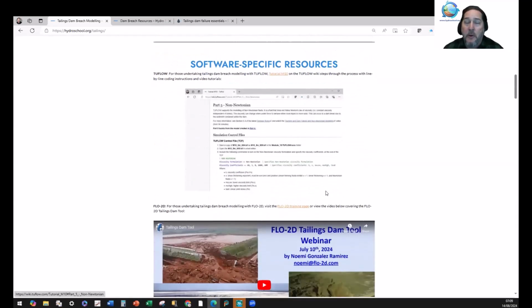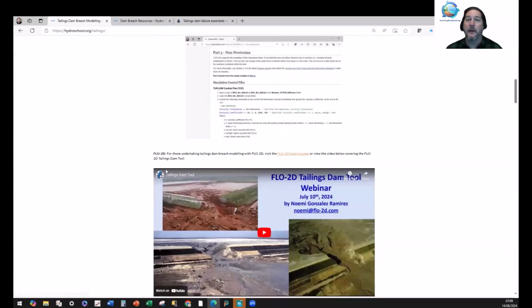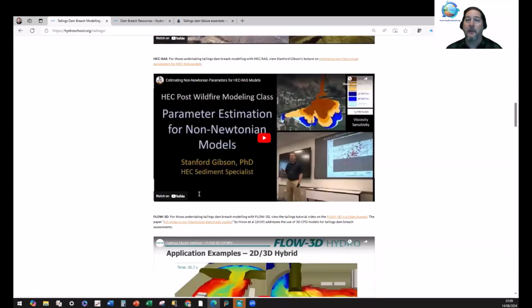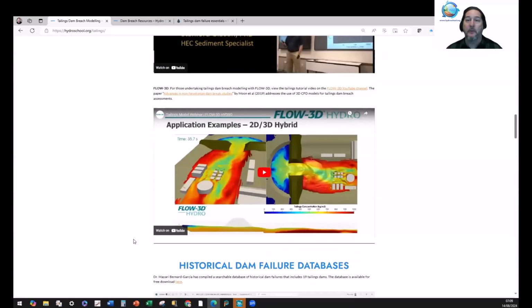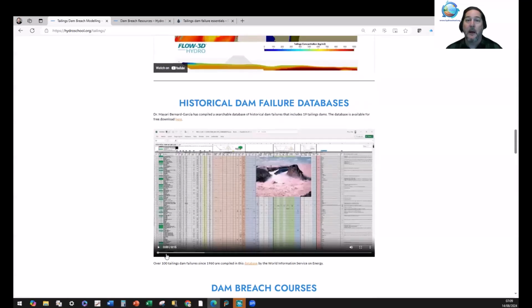You'll hear about 4 software packages today. We've got TUFLOW, we've got Flow 2D, we've got HEC-RAS, and we've got Flow 3D. Now, these are not the only software packages we could have highlighted. If you use other software other than these 4, maybe just put in the chat line what software you use, because the more that we hear from people on different software, the more we'll know which content we ought to be able to bring forward.